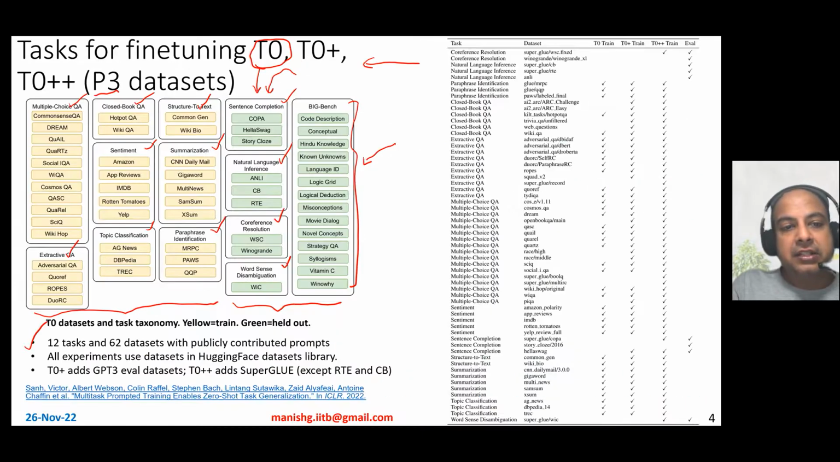These data sets come with the human-generated prompts as well, and that forms our P3 data set. All the data sets used here are a part of the Hugging Face datasets library, so you can directly access them. They are publicly available. Now for T0 plus and T0 plus plus, they add more data sets. For T0 plus, you add the GPT-3 eval data sets. For T0 plus plus, you add the SuperGLUE data sets.